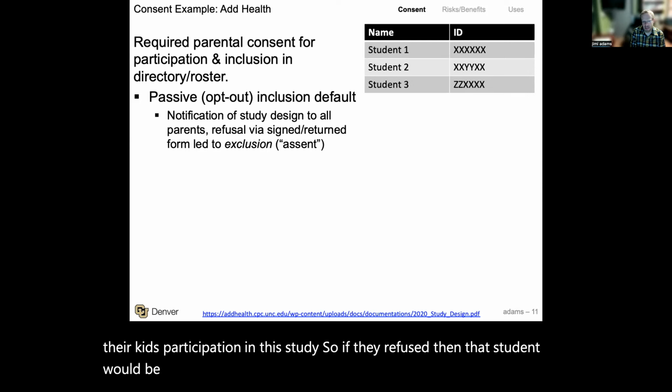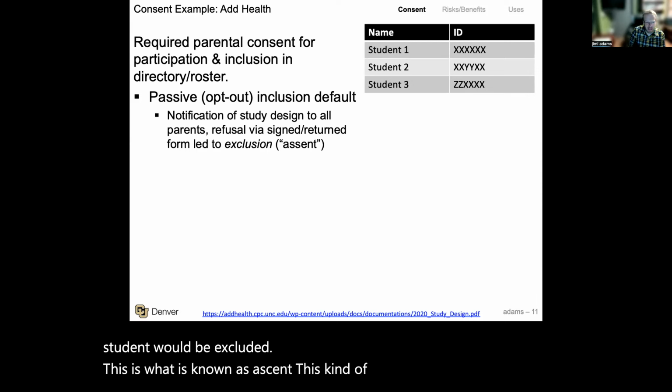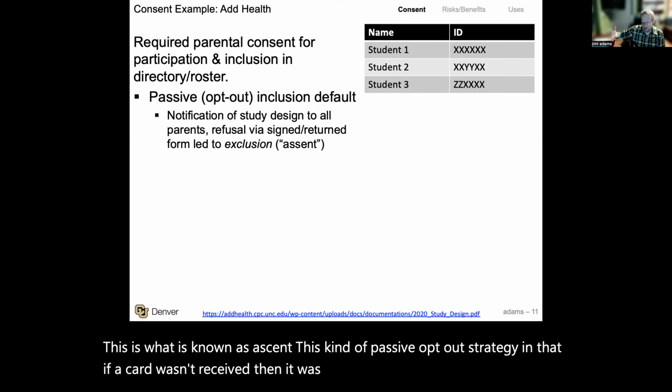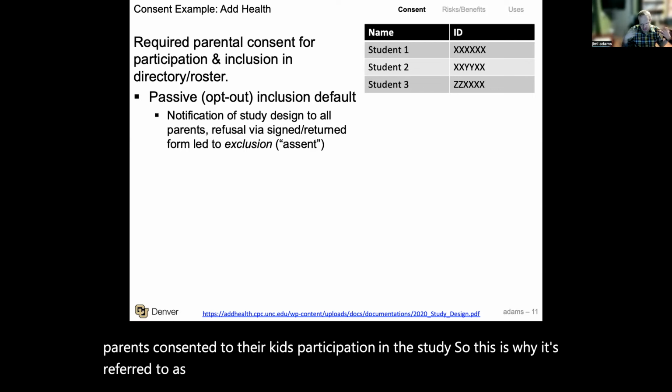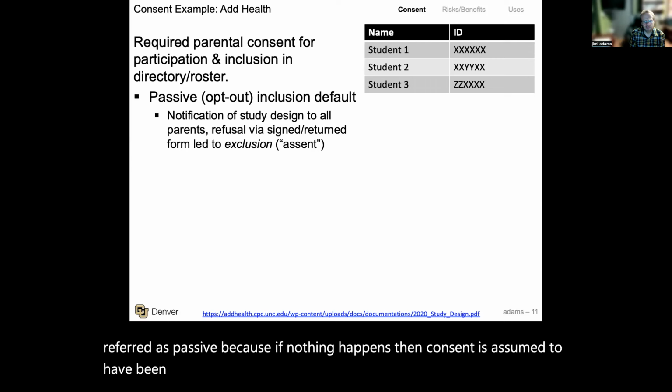This is what is known as assent, this passive opt-out strategy, in that if a card wasn't received, then it was assumed that the parents consented to their kids' participation in the study. This is why it's referred to as passive: if nothing happens, then consent is assumed to have been provided, and that's the opt-out nature of the study.